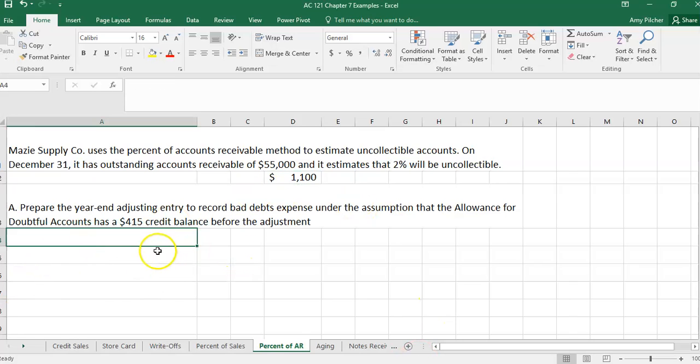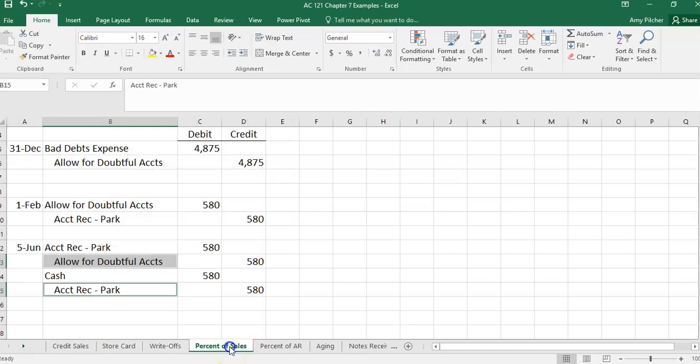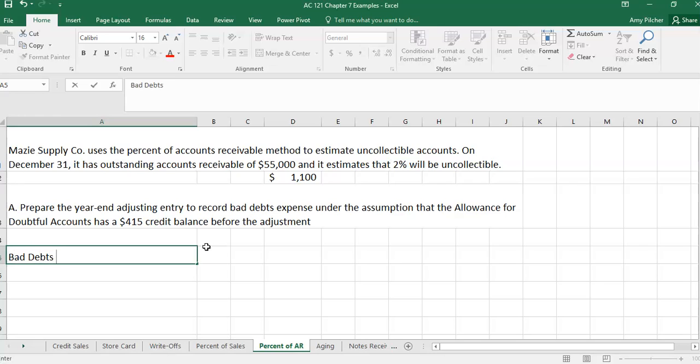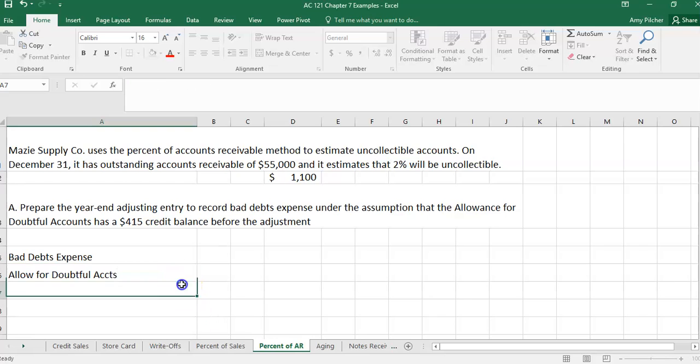Then we need to prepare our year-end adjusting entry to record bad debts expense under the assumption that the allowance for doubtful accounts has a $415 credit balance before the adjustment. If you remember, in the percent of sales method, our bad debt expense is that percent of sales that we deem uncollectible. However, in the accounts receivable method, the adjustment is whatever it takes to make our ending balance that amount.